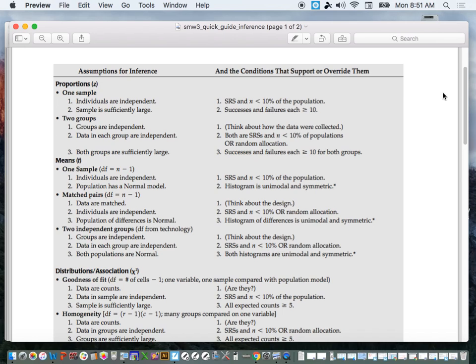Also on this sheet, you'll have to remember the degrees of freedom. One sample is n minus 1. Same with matched pairs. Independent groups, there's that massive formula. You'll just use the calculator for that.